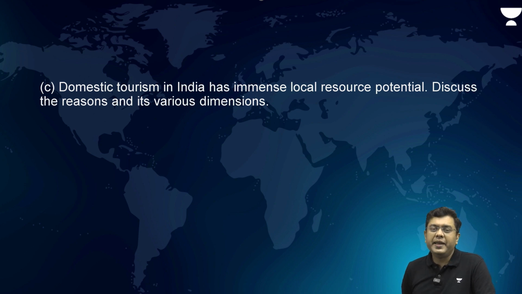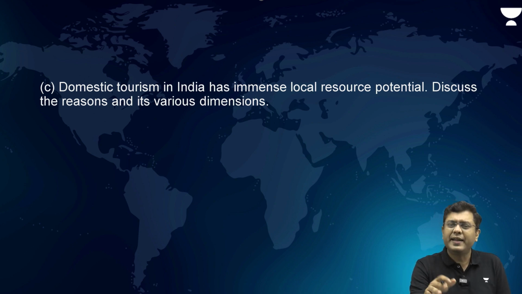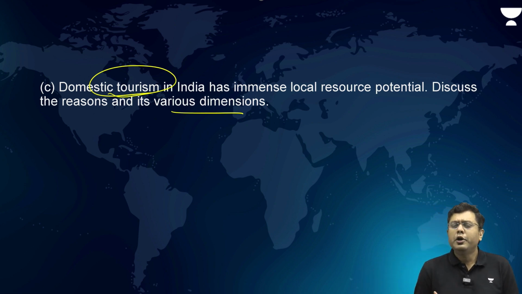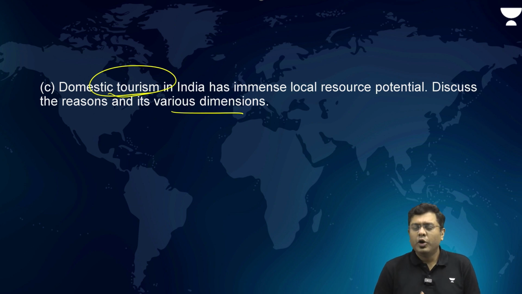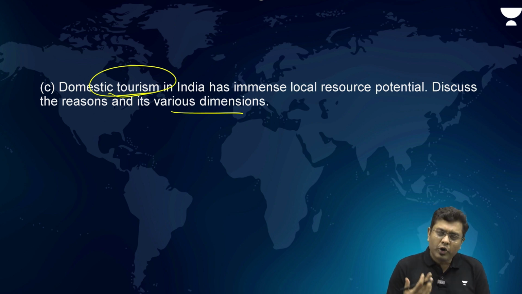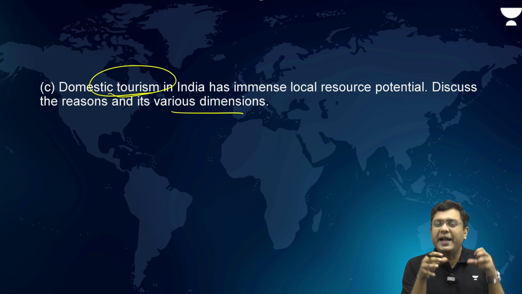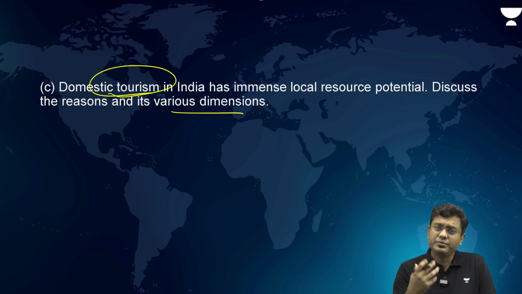Then, domestic tourism in India has immense local resource potential. Again, tourism is one of the expected areas and part of the PYQ also. Discuss the reasons and its various dimensions. So basically, when you have tourism development in any particular region, it holds immense potential for the growth and development of that area. Because with tourism, there is greater demand which is created, there is creation of more number of jobs, and also there is an associated development which takes place. There is a rootedness of the cultural identity of that region also. Natural heritage of that region is also protected.